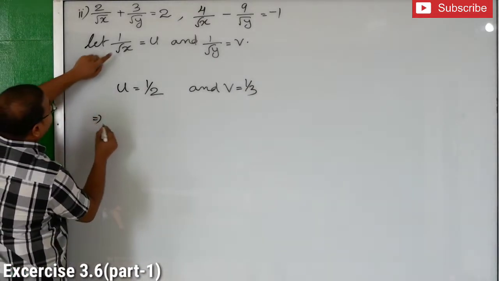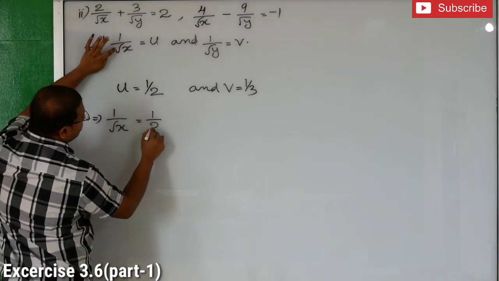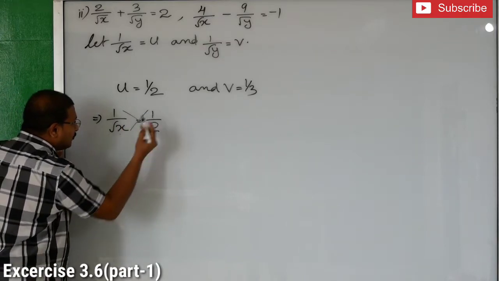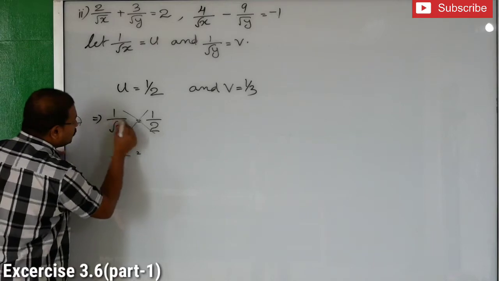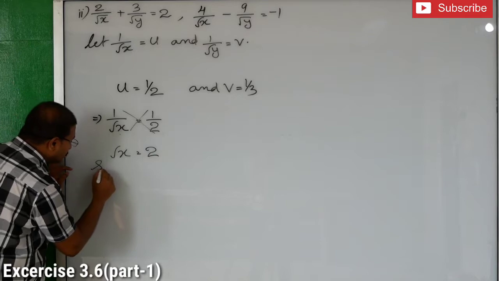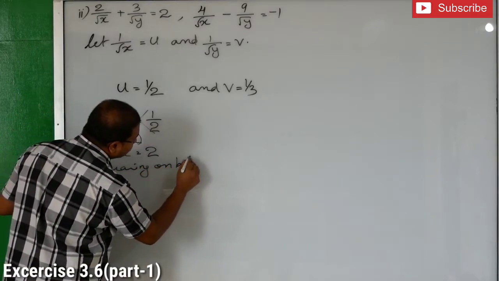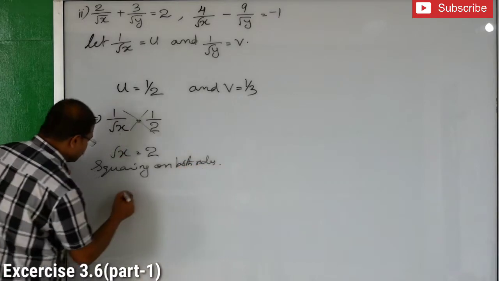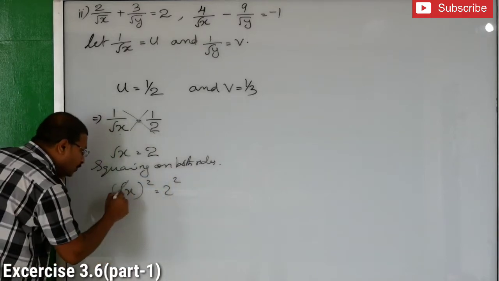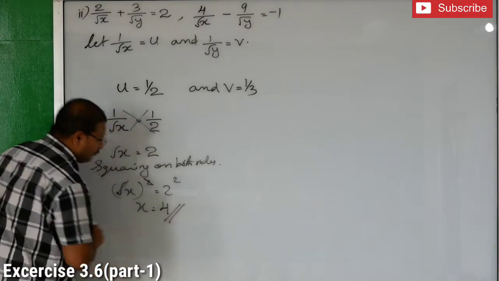But we know that u is 1 by root x equals 1 by 2. Ready? Now what will you do? We will cross multiply. That means root x into 1, root x equals 2 into 1, 2. Now what will you do? To remove this root, we will square. Squaring on both sides. What will happen? Root x the whole square equals 2 square. Root and square will cancel. That means x equals 2 square, which is 4. We got the value of x.